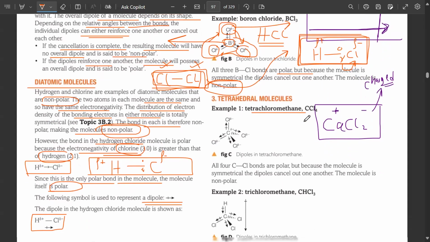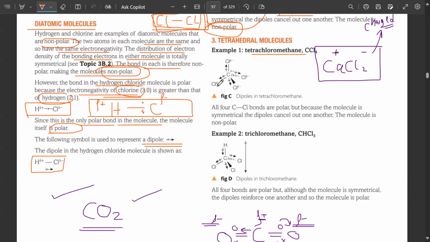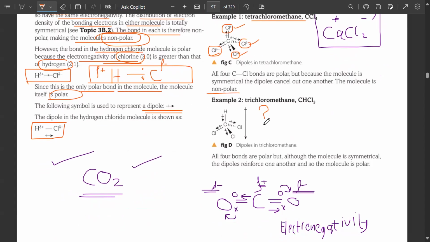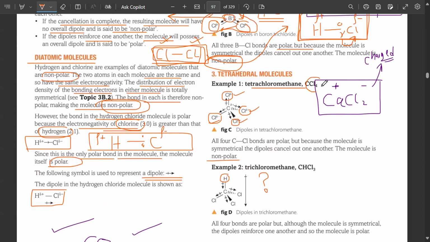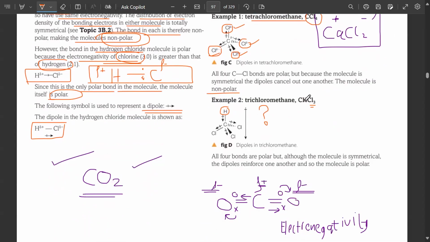Then tetrachloromethane. Again, the molecule is non-polar. Why? Because all these dipoles are similar. It's not that one of them was nitrogen, all of them were chlorine. So this is also a cancellation point where they all cancel out each other, becoming a non-polar molecule. What about this molecule? Over here, one of them is a different one. Over here, all of them were four chlorines. Here, same, three chlorines, but one hydrogen. This is going to be a polar molecule.